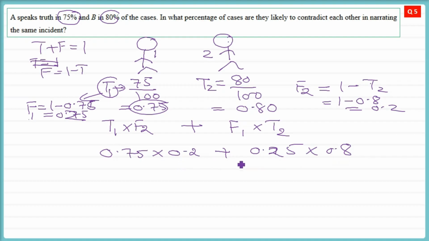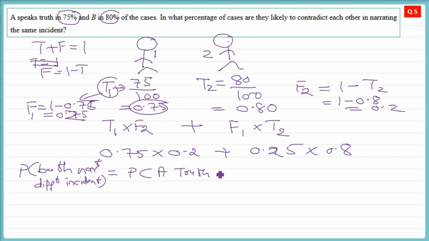Before writing the answer, let me tell you how you're going to write it, because you have to write it in words. So P, the probability of both narrating different incidents, means contradicting the same event. Someone says, oh, I had dinner. The second says, no, he hasn't had dinner. That's the kind of example. So this will be equal to A speaking the truth and at the same time B not speaking the truth, or the probability of A not speaking the truth, that is A false, but B speaking the truth.